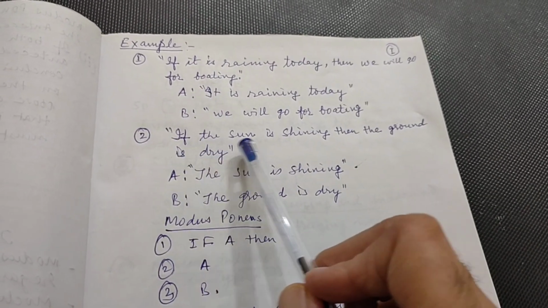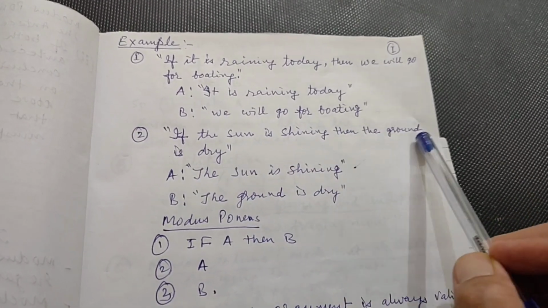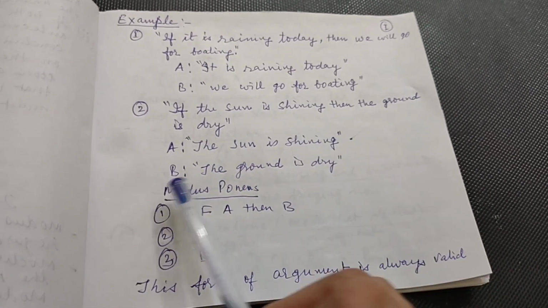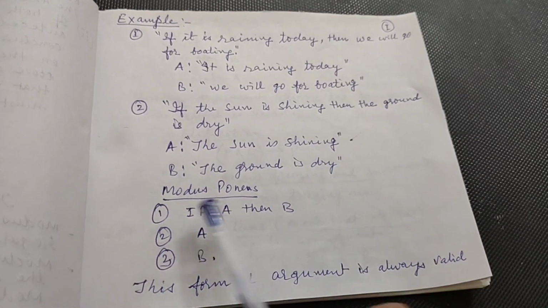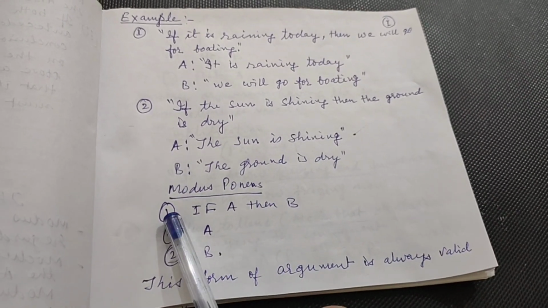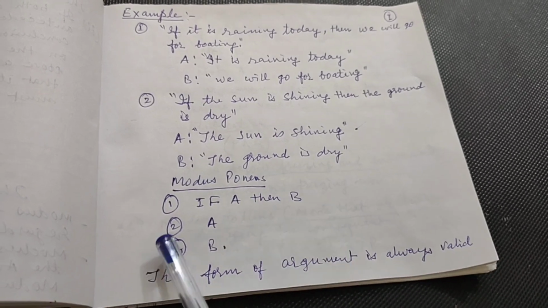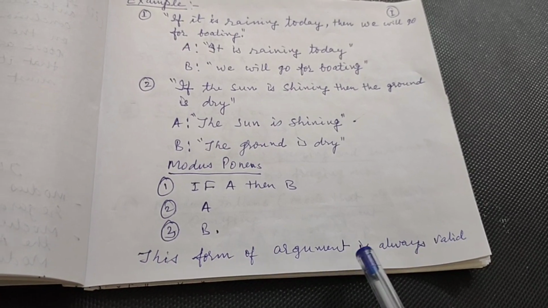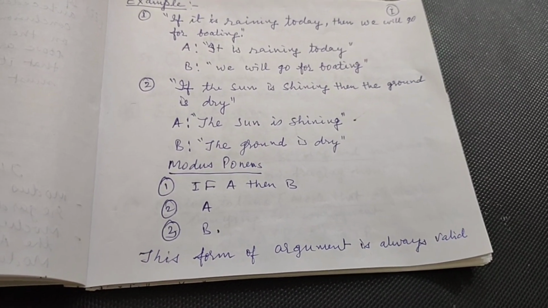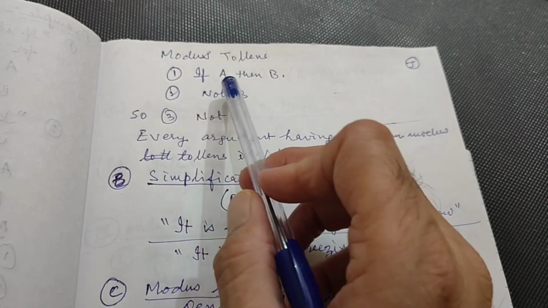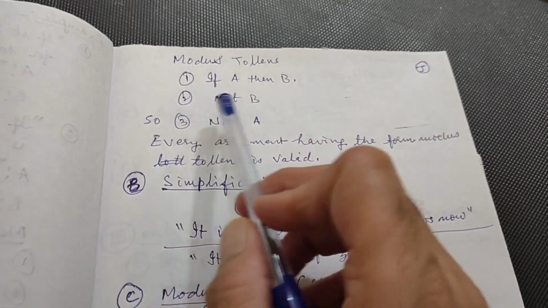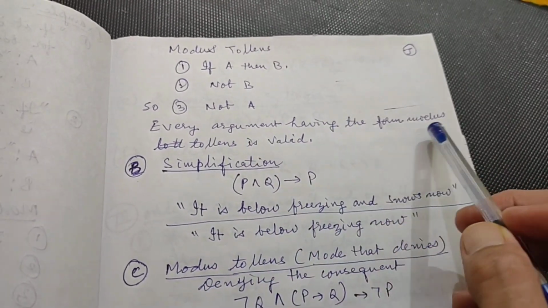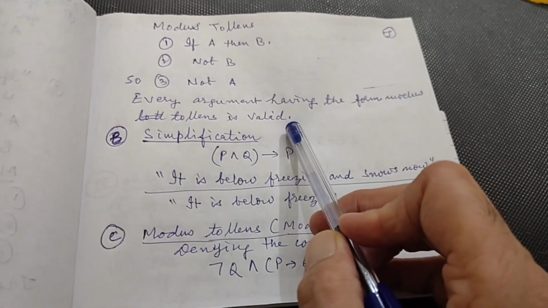Second, if the sun is shining, then the ground is dry. A. The sun is shining. B. The ground is dry. Modus ponens: 1. If A, then B. Second, A. Third, B. This form of argument is always valid. Modus tollens: if A, then B. Not B, so not A. Every argument having the form of modus tollens is valid.